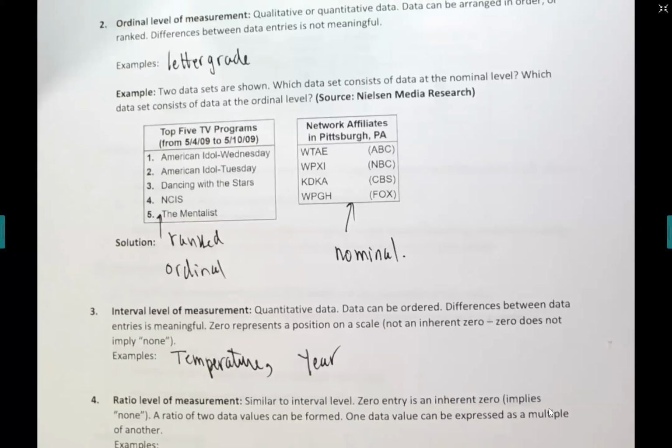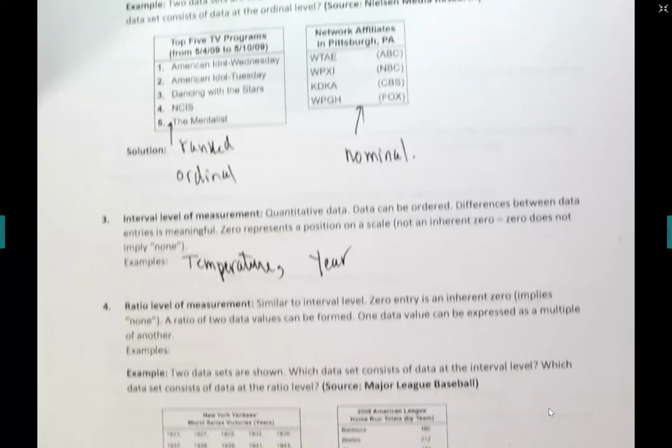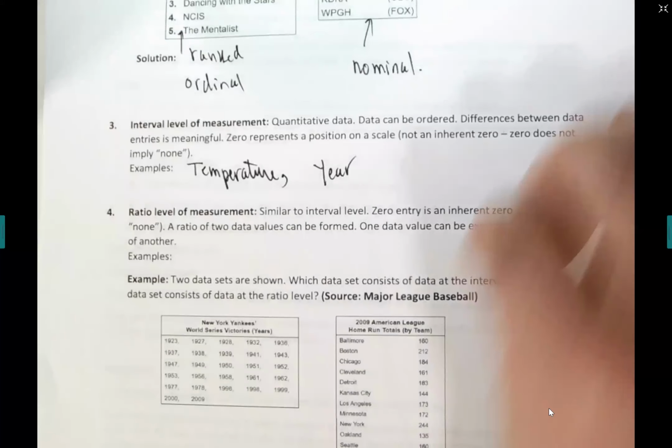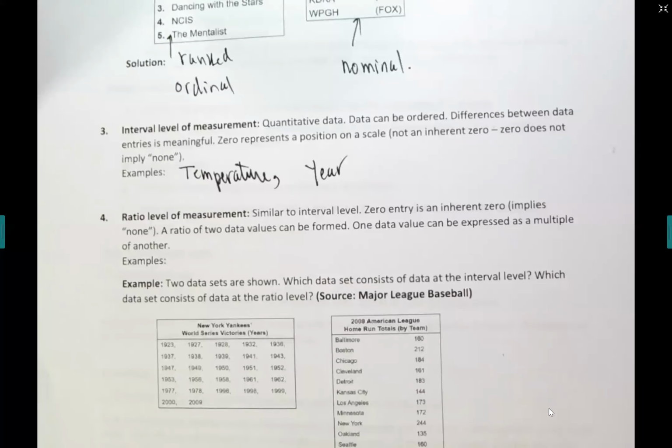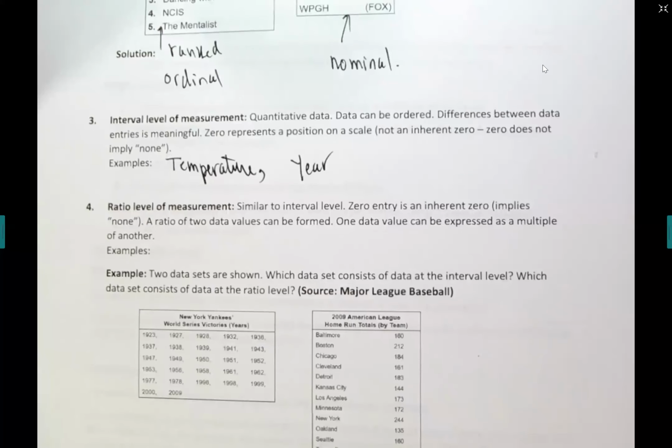And that takes us to the last one, which is the ratio level of measurement. That's the one that most of your data is going to come from. Let me show you what ratio level is. Ratio level is similar to the interval. Data can be ordered. Difference between data entries has meaning, but the 0 means nothing at the ratio level. And one data value can be expressed as a multiple of the other. Unlike the interval, where we cannot say that 2 is twice as warm as 1, with the ratio level we can say that. And examples, guys, there are tons of examples.